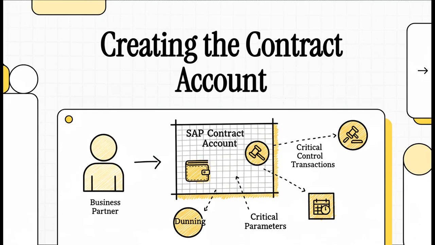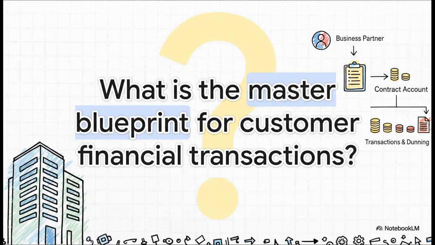All right, let's get right into it. We're tackling a really fundamental question today in the world of SAP's financial contract accounting, and that is, how does the central master data object, the contract account, actually get created? Think about it. Before you can post a single charge, before a single payment gets processed, there has to be some kind of master plan, a blueprint that controls everything. So what is that crucial piece of the puzzle?